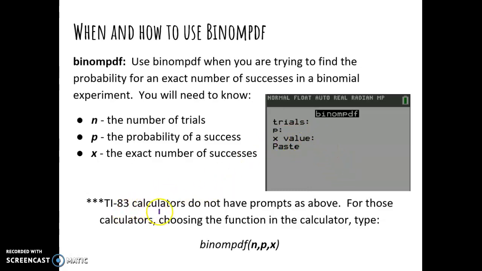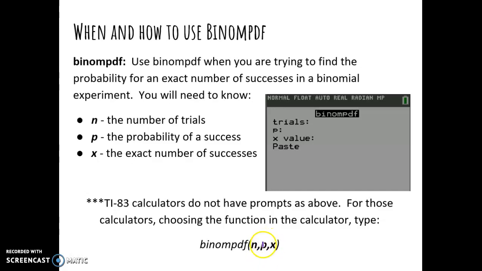However, if you've got a TI-83 calculator and it doesn't have the prompts, and there's a possibility that some of the older 84s don't have prompts, you would hit second vars, choose binom PDF, and then a left parenthesis will pop up, and you will type in N, the number of trials, whatever that number is, followed by a comma. The comma is found right above the number pad.